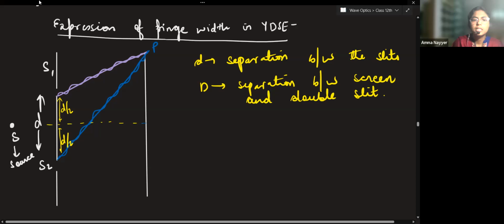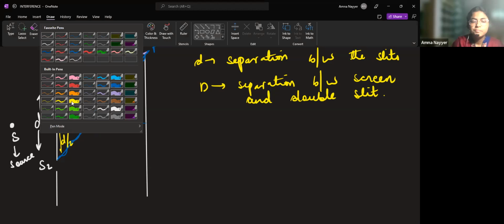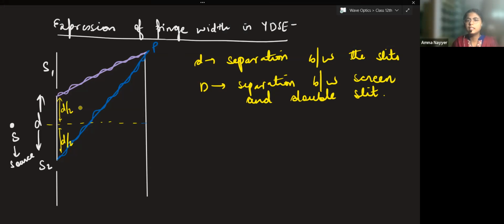Now see, at the center, what will happen? At the center, did we discuss this or not? I don't remember. Again, I'm telling you. From the center, you obtain the bright fringe. Remember, fringes, I have discussed it with you. I'm discussing it again. Listen carefully.